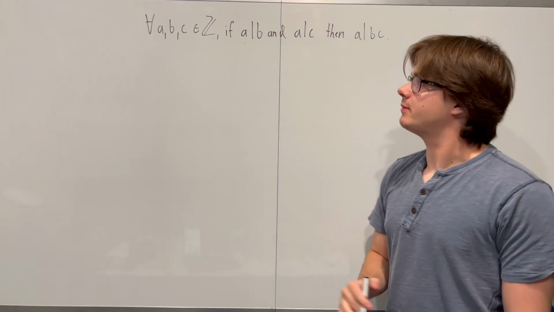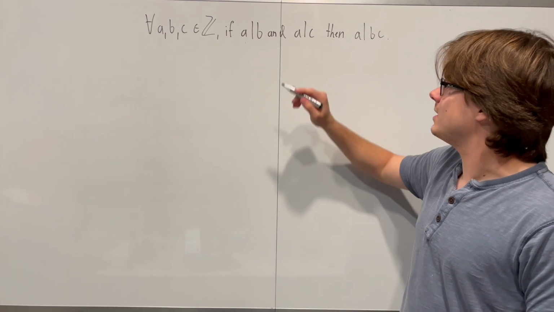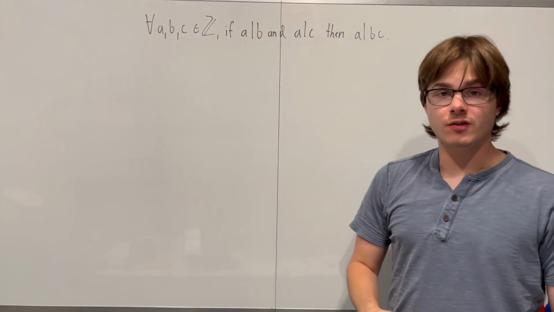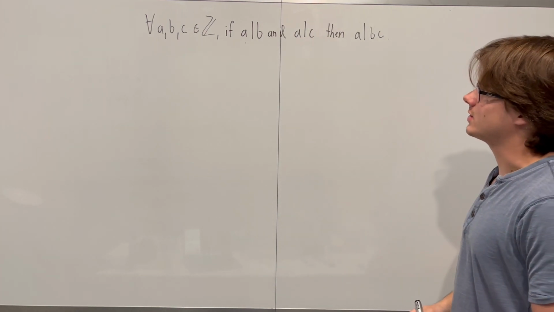Is the following statement true? That for all integers a, b, and c, if a divides b and a divides c, then a divides b times c, or the product of b and c. Well, let's think of some examples, right?